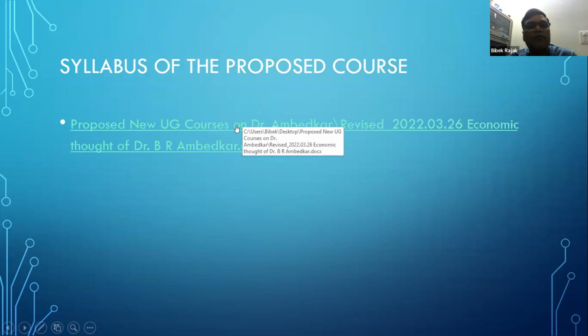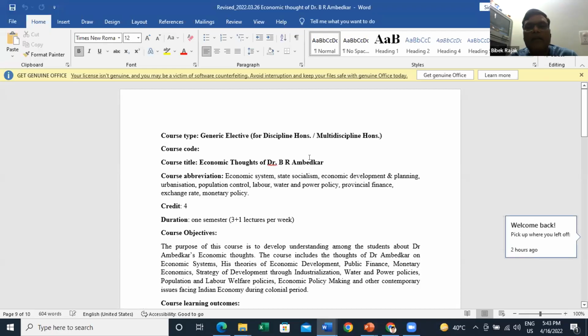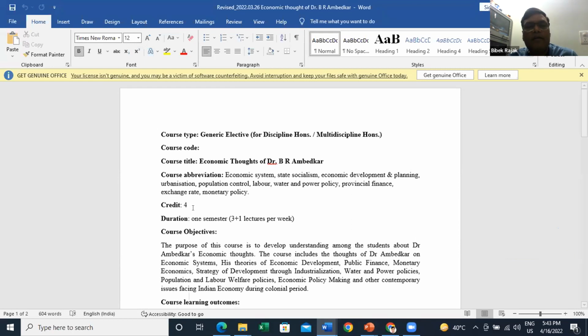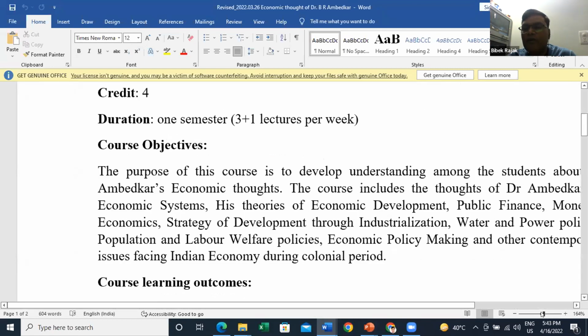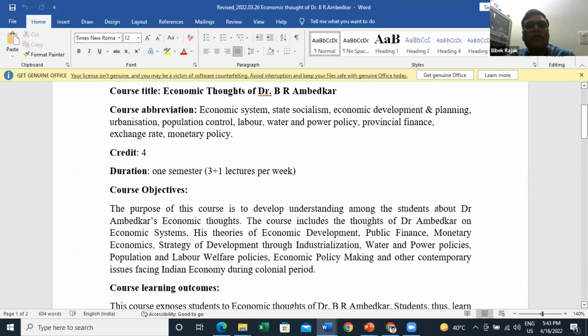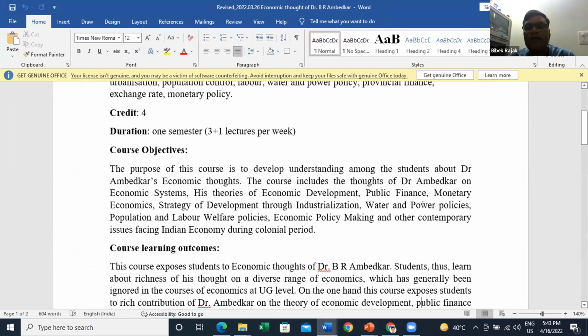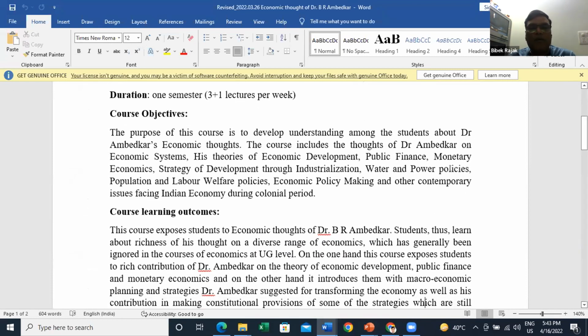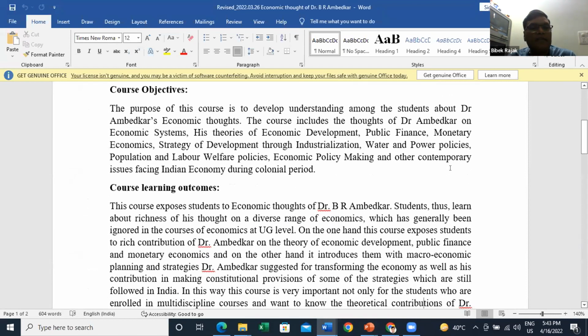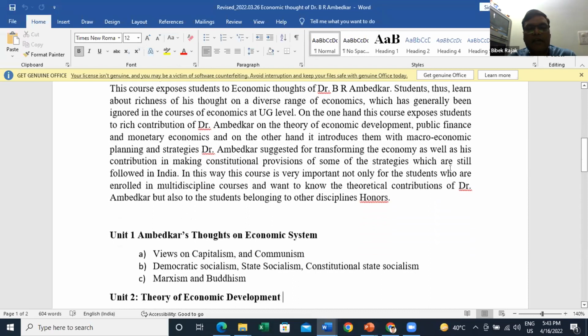Now, very quickly, I'm sorry if I'm taking more time, I just wanted to show you this, and if you want, I can share it with you. Is it visible? Okay. This is the syllabus that we thought to teach the students. This was the title, Economic Thought of Dr. Bhimrao Ambedkar. This was an optional paper. These are the course objectives. I don't want to read line by line, I just want to come to this part.